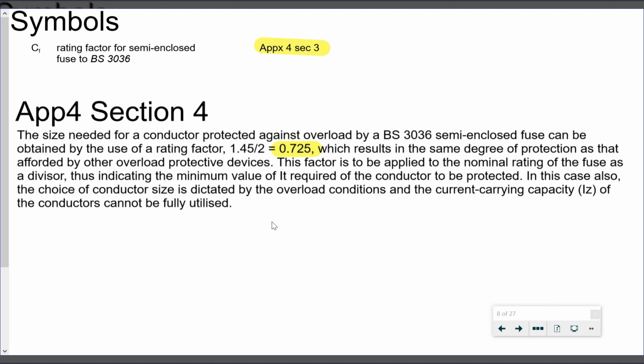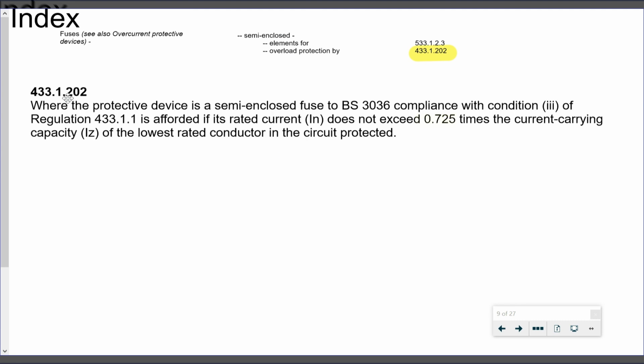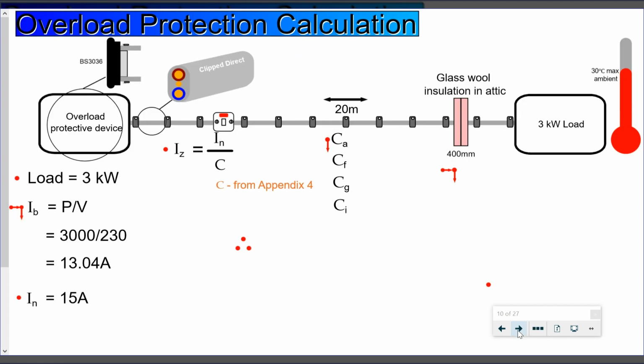If you were to go and look at overcurrent protective devices in your index, your fuses, if you go and look at semi-enclosed fuses, if you look at overload protection by, that takes us to regulation 433.1.202. And in 433.1.202, you'll see there we have a rating factor of 0.725 again. Okay, so that's our correction factor for the semi-enclosed fuse. It's the only fuse with a correction factor.